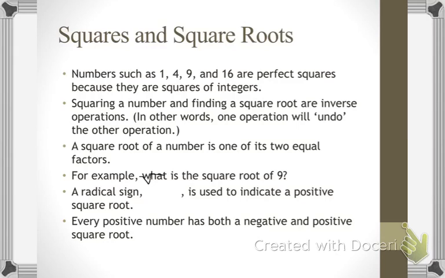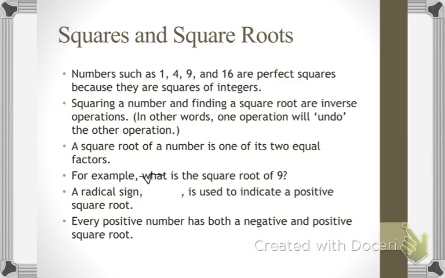Squaring a number, that means raising it to the second exponent, and finding a square root are inverse operations. In other words, one operation will undo the other operation. So if I have something squared, I can take the square root of it and then just have the number. If I have a number with the square root, I can square it and then have the number. A square root of a number is one of its two equal factors.